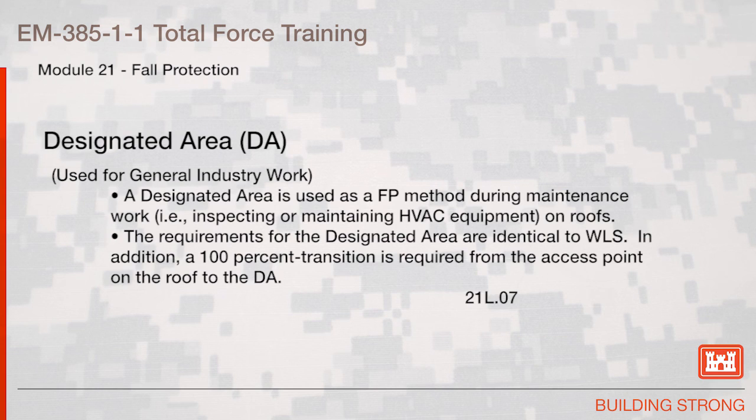Designated area used for general industry work. A designated area is used as a fall protection method during maintenance work, for example, inspecting or maintaining HVAC equipment on roofs. The requirements for the designated area are identical to the warning line system. In addition, a 100% transition is required from the access point on the roof to the designated area.